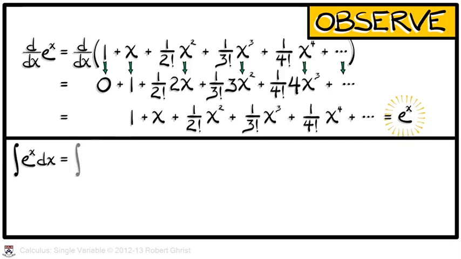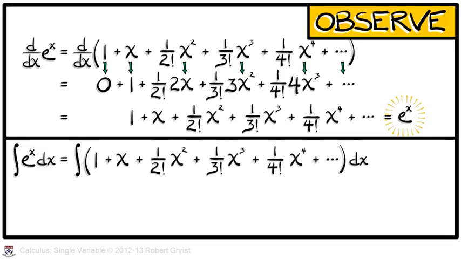Let's see. If we try to integrate our definition of e to the x, 1 plus x plus x squared over 2, etc., what will we get? Well, the integral of 1 gives us x. The integral of x gives us 1/2 x squared.